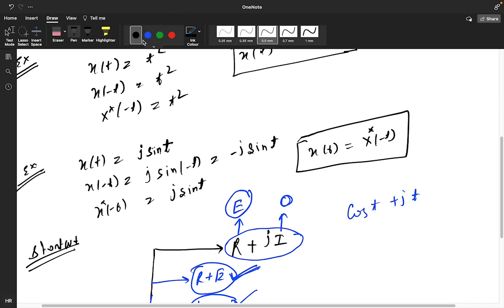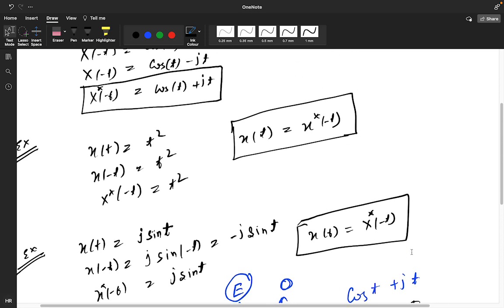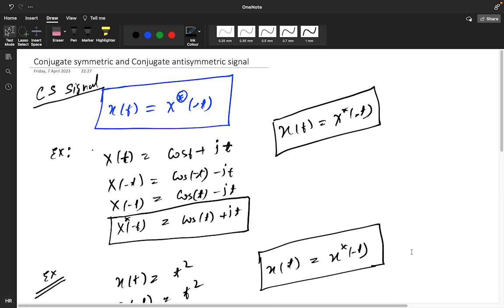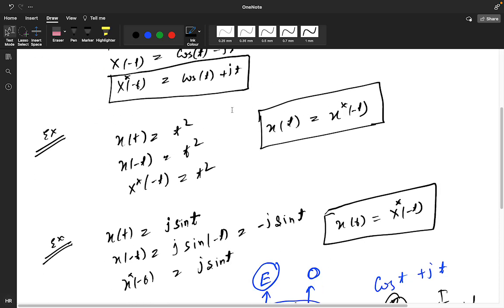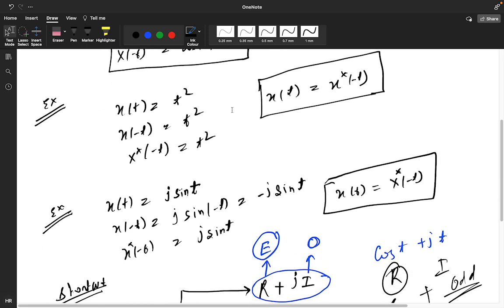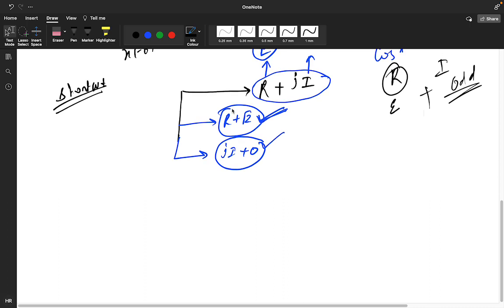See the question, like the first question I had given you, cos t plus jt. So cos t is your real signal and jt is your imaginary signal. Real is even, and imaginary is odd. So that's why we are getting a conjugate symmetric signal. If you remember this, it's fine, and if you don't remember, use these properties and solve this. It's up to you. So this was the story of conjugate symmetric.